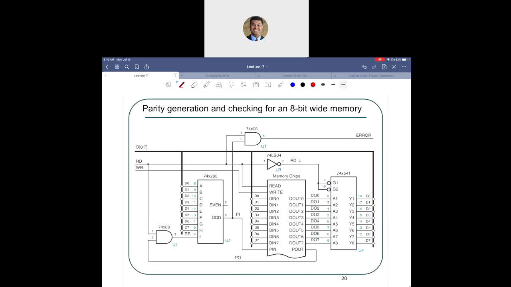I will show you that application over here. In this case, we have a few chips and some gates. Let us go step by step here. There is a 74X280. This is a chip that generates even or odd parity. So it is being used to generate parity based on the bit stream. What is the bit stream? The bit stream is here. The 8-bit stream.